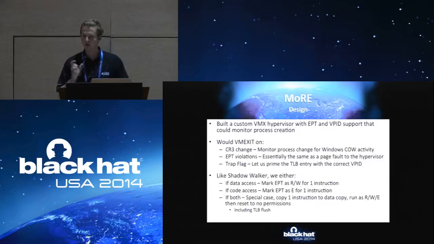What we would do is copy one instruction from the pristine, known good executable copy to the data copy to ensure that there hasn't been any compromise there. Then we would run it with full permissions for one instruction, and then reset it to no permissions and clear the TLB. This allowed us to break through those weird thrash points. So that's just a weird issue we would occasionally have, where it kept switching back and forth, asking for data and then asking for executable and vice versa.